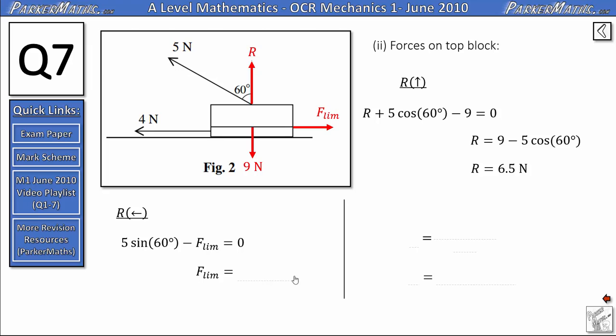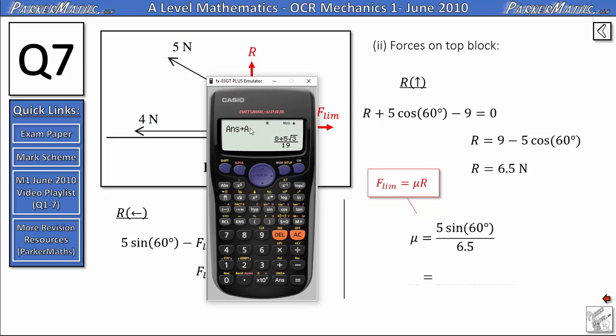So Flim equals 5 sin 60. Once again, we can use Flim equals mu R, so Flim over R equals mu. So we get 5 sin 60 over 6.5.